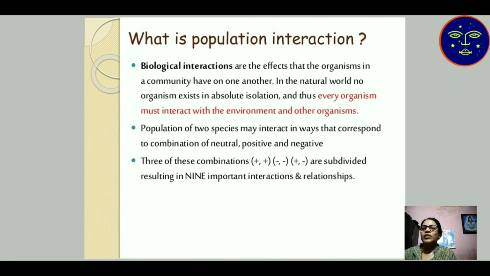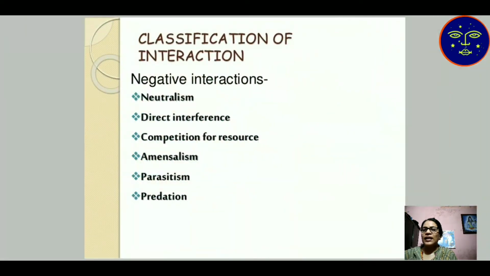other organisms. Populations of two species may interact in ways that correspond to combinations of the neutral, positive and negative. Three of these combinations are plus-plus interaction, minus-minus interaction and plus-minus interaction, which are subdivided, resulting in 9 important interactions and relationships. The classification of interaction. First one is negative interaction.